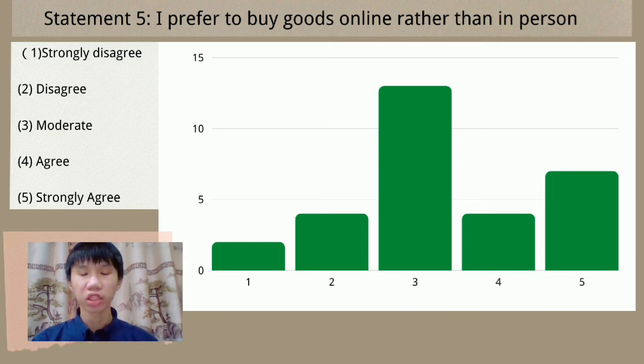The reason for this result is that buying goods either online or in person has its own benefits. Online shopping has more variety, convenience, and no shelf pressure, while buying goods in person gives instant gratification, a personalized experience, and the chance to inspect the product personally to guarantee its quality.